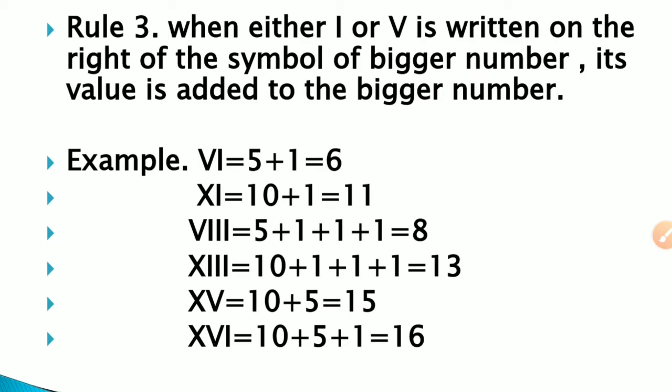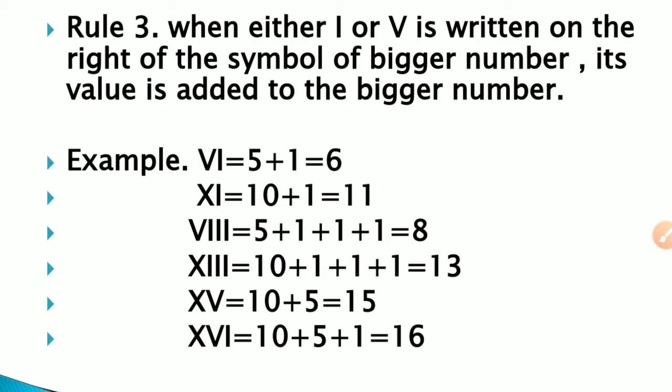Next, X plus I, 3 times I. Again, the I is written on the right hand side of the bigger number. We will add all the values. The value of X is 10. 3 times I means 3 times 1. 10 plus 1 plus 1 plus 1 is equals to 13.